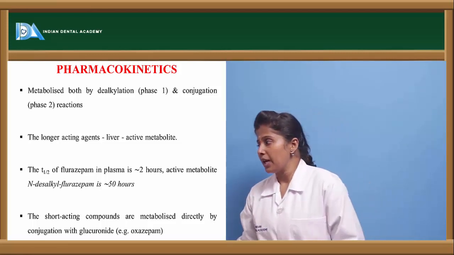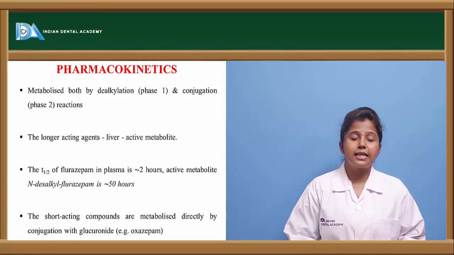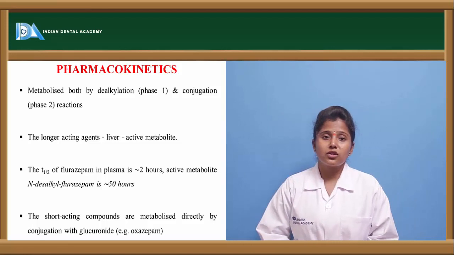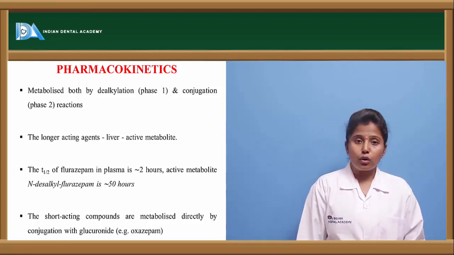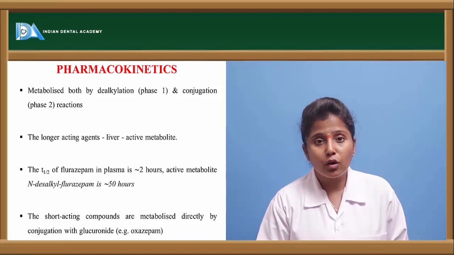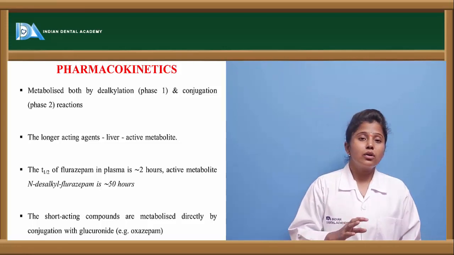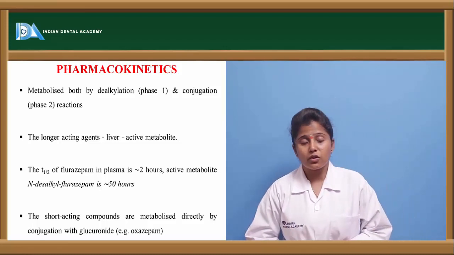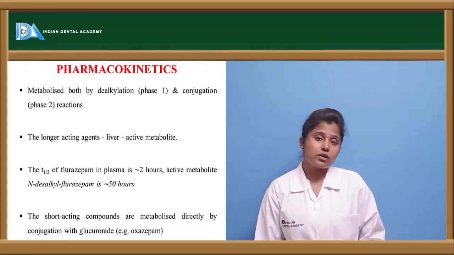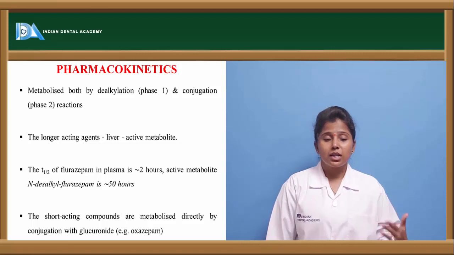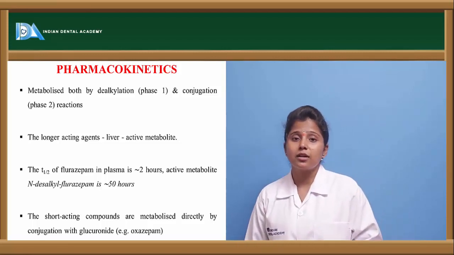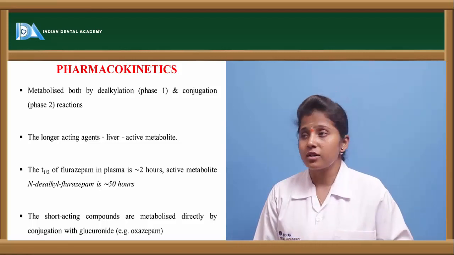And the short acting drugs directly undergo a conjugation reaction with the help of an enzyme called glucuronyl transferase, which is involved in the process of conjugation. Drugs like oxazepam undergo this conjugation type of process, whereas the long acting and medium acting drugs undergo the dealkylation process.